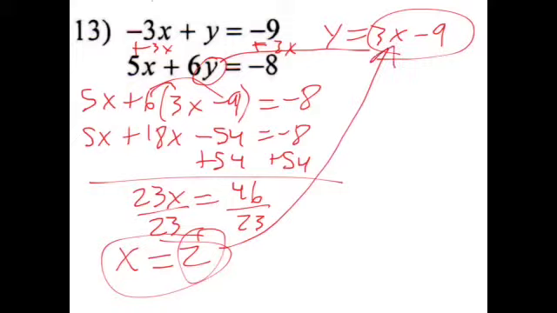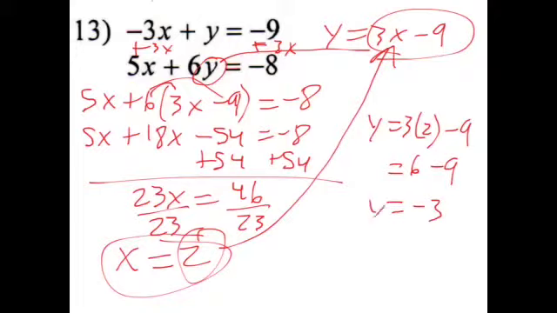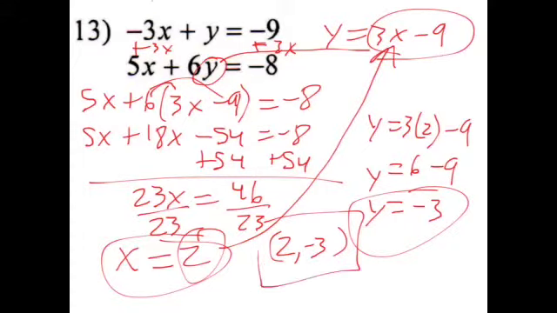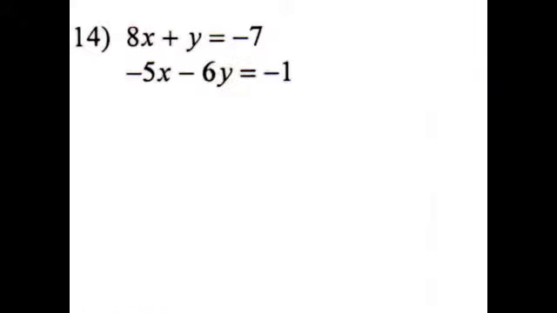And that'll give me y equals 3 times 2 minus 9. Well, 3 times 2 is just 6. And 6 minus 9 is negative 3. So y is going to be negative 3, which gives me the point (2, negative 3). And there's my solution.